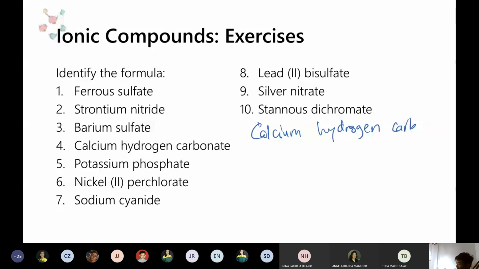Okay, so calcium hydrogen carbonate. Ito, calcium. Yun yung iyong cation. So, alam mo ang formula ng Ca2+ because calcium is in group 2. Ang hydrogen carbonate, this is your anion. Hydrogen, isang hydrogen carbonate, CO3.